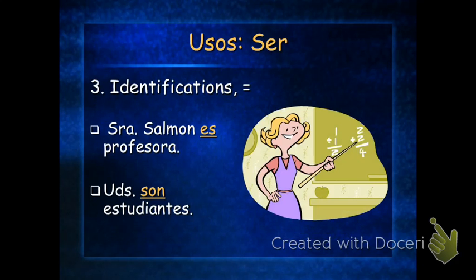Ustedes son estudiantes. You guys equal estudiantes. We'll use this for things like family members. He is my brother. He equals my brother. All those sorts of things where you're saying one noun equals another noun.